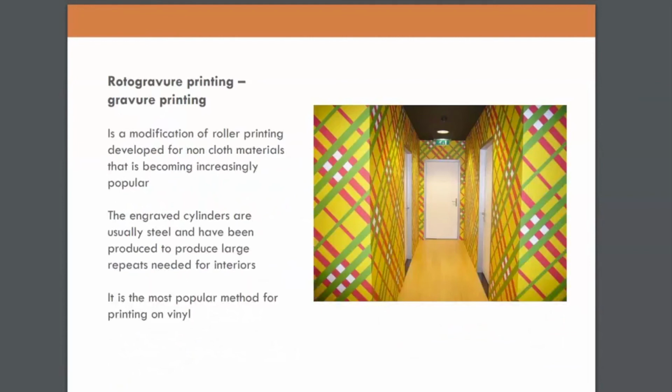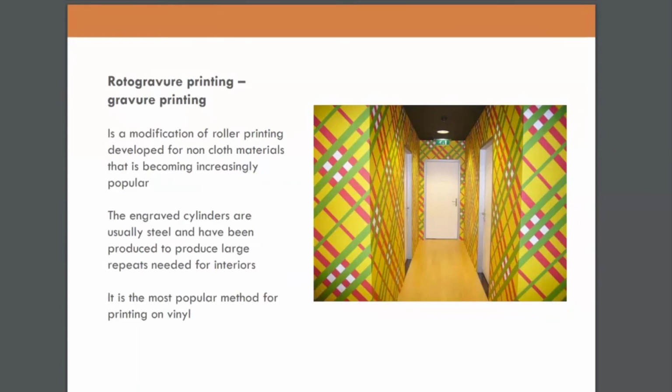So I probably found the ugliest wallpaper that I could find. You're looking at a wall covering in some type of hotel in Las Vegas. Rotogravure printing or gravure printing. This is a modification of roller printing, but it was developed for non-cloth materials. And it's becoming increasingly popular. So meaning that it's for non-cloth materials, typically vinyl wall coverings, for example. The engraved cylinders are usually steel and have been produced to produce large repeats needed for interiors.